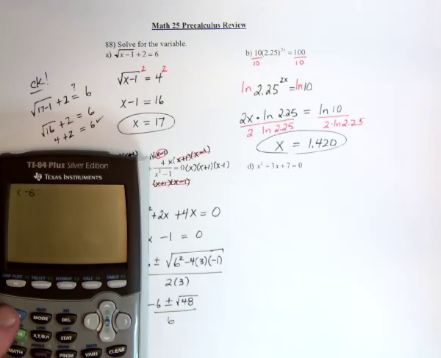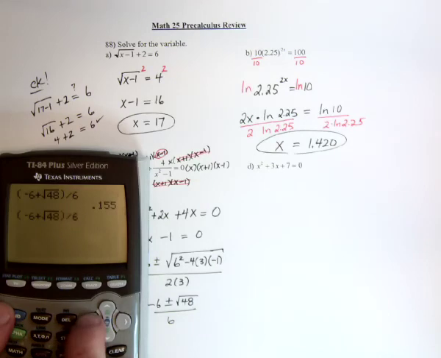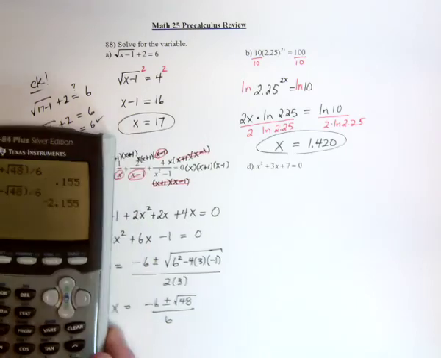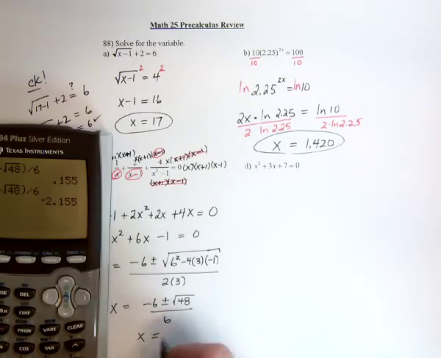Negative 6 plus the square root of 48, and then it's divided by a 6. And then do the same thing with subtraction, and we've got our two answers. So x is equal to 0.155 and x is equal to negative 2.155.